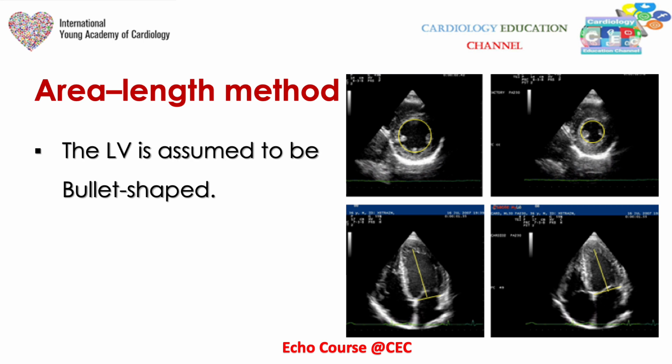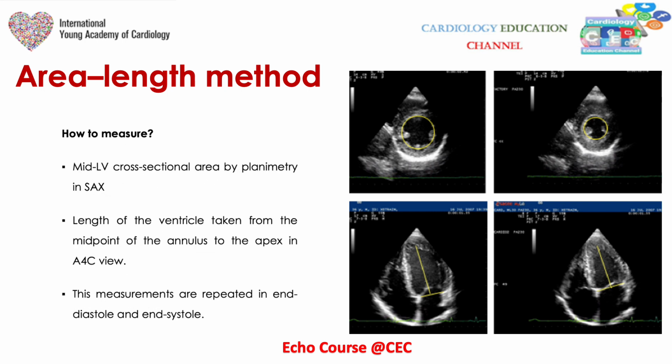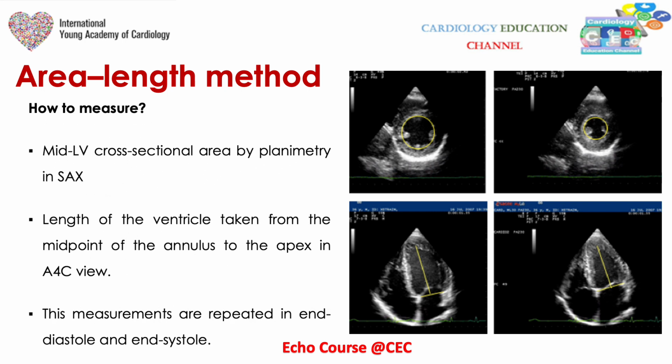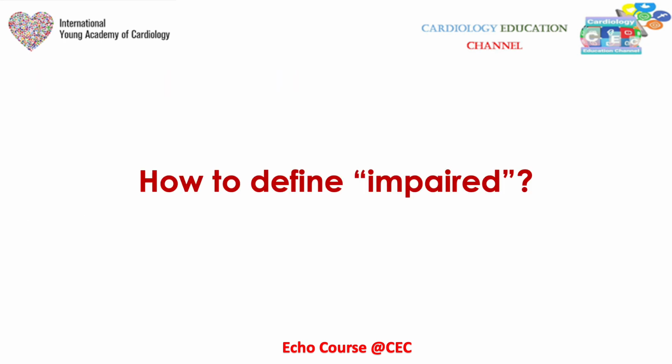And here the left ventricle is assumed to be bullet shaped. So how to measure? You take two measurements. You take the mid-left ventricle cross-sectional area by planimetry in short axis. You take this measurement in systole and in diastole, and then the length of the left ventricle is taken from the midpoint of the annulus, between the medial mitral annulus and lateral mitral annulus, midway along this straight line up to the apex. This is the length of the ventricle, and this length is taken in systole also and in diastole. And these measurements are repeated in end diastole and end systole as we have defined before how to define the end diastolic and end systolic volumes.